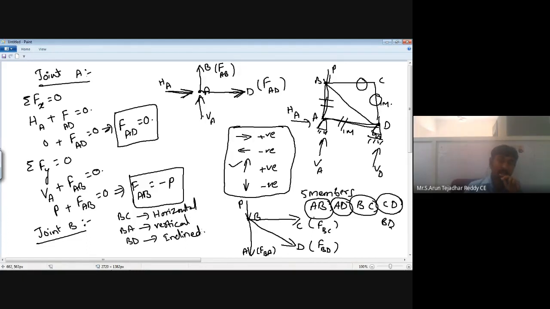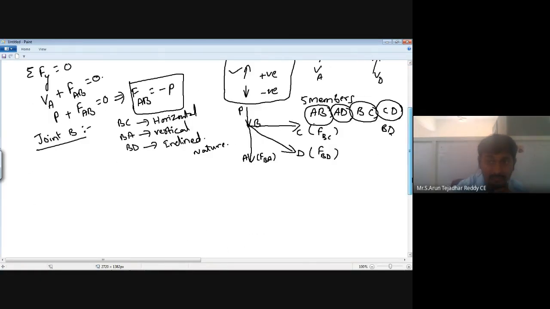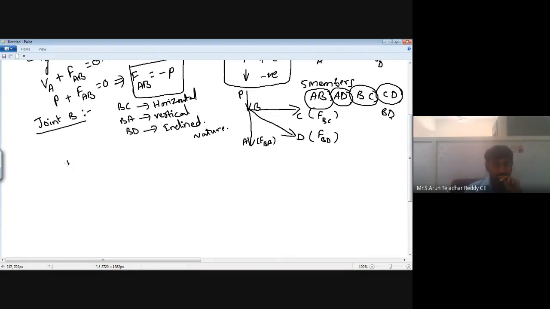So as you already know, if your member is inclined in nature, then we have to resolve the forces. How to resolve the forces? Before resolving the forces, first you need to find the angle.